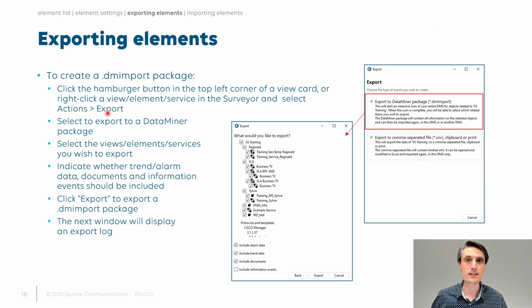So you can just right click on your view, you export, you choose that DM import, and you choose what you want to export. So you can still fine tune what exactly needs to be in there. You will get an overview of all the protocols and templates and all these kind of things that will be added in there. And you choose also if you want to take the alarm, trend, documents and information events in that package to move it to another DataMiner system.